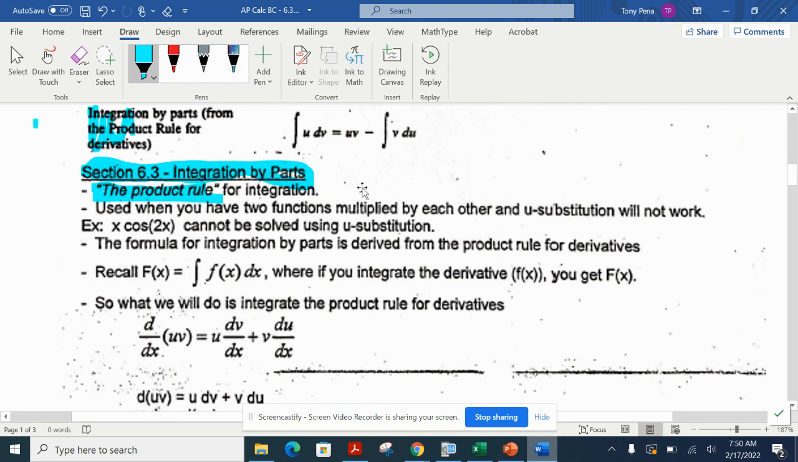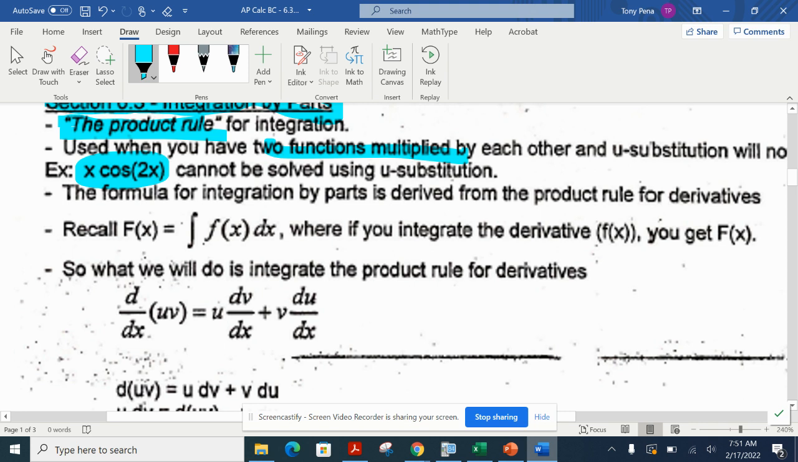Integration by parts typically is going to be when you have a product. So that's what this is indicating here. When you have two functions multiplied by each other, U substitution doesn't work. So if you try to integrate x cosine 2x, U substitution is not going to work. So then we obviously need a different method. It says the formula for integration by parts is derived from the product rule for derivatives. I'm just reading this sentence right here.